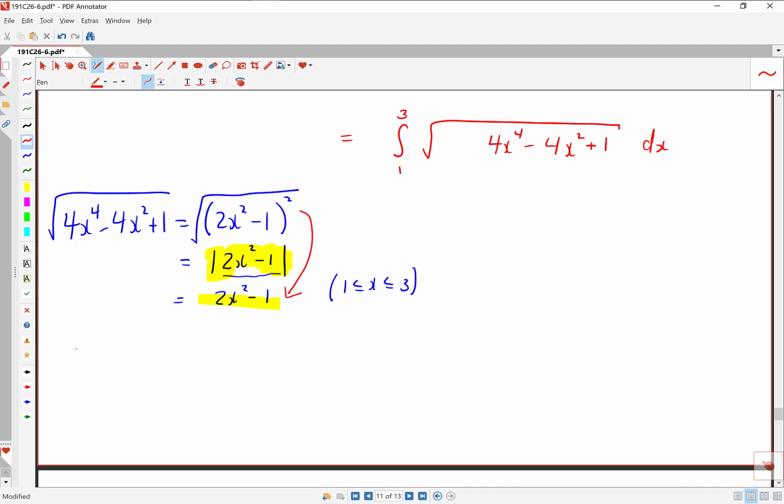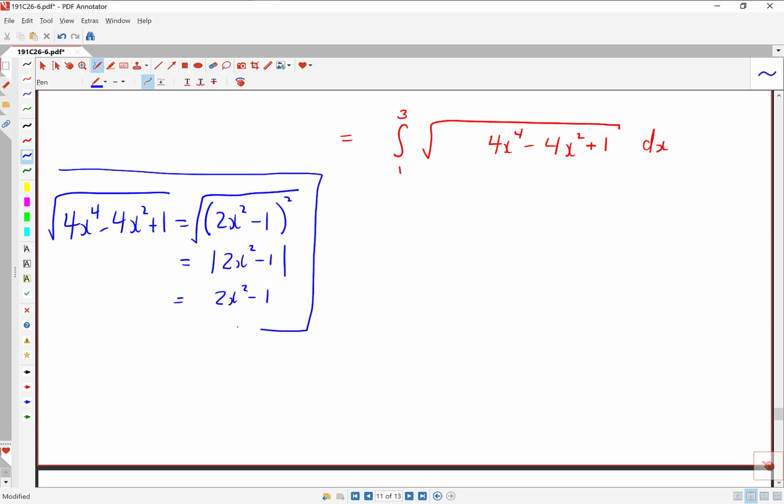In general, I think it's good just to emphasize the algebra rule that the square root of a squared is equal to the absolute value of a. And then you want to do a little bit of analysis and figure out whether that's going to be a or negative a. Most of the time, it'll just come out to a.